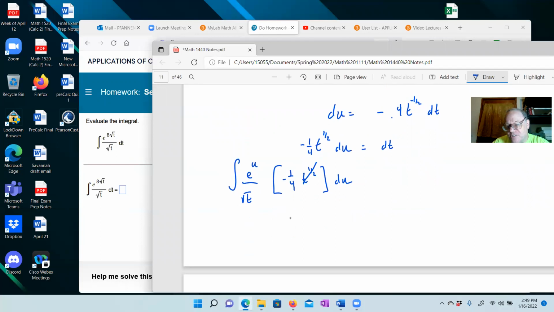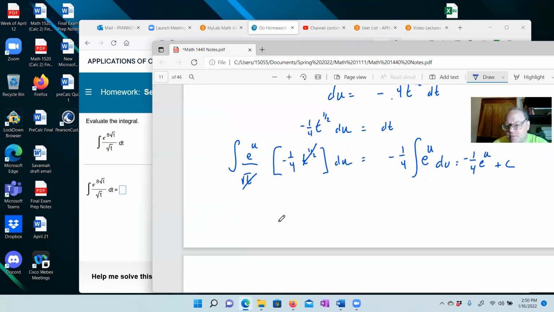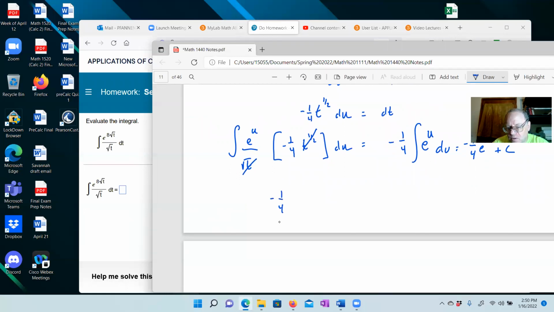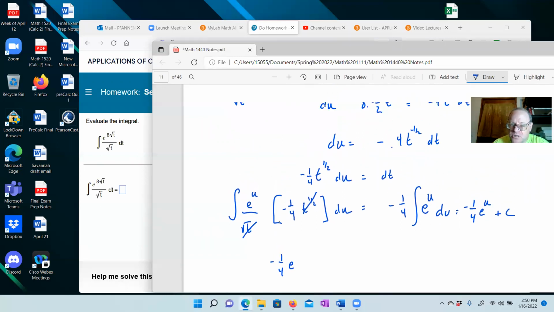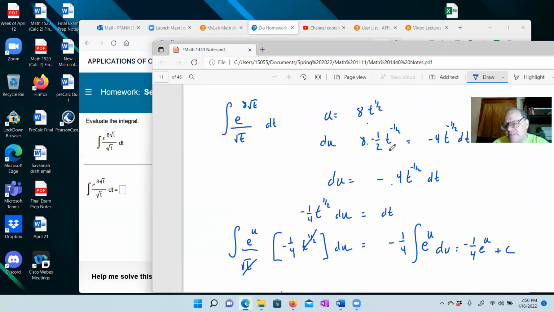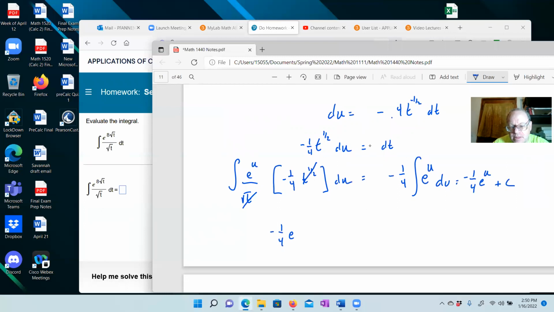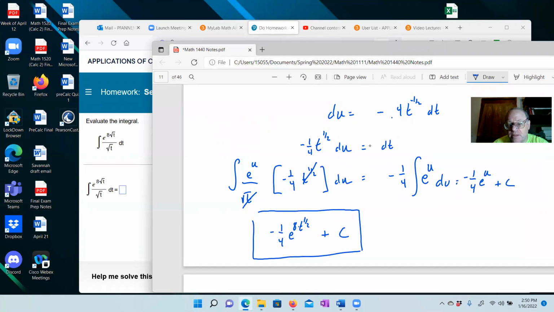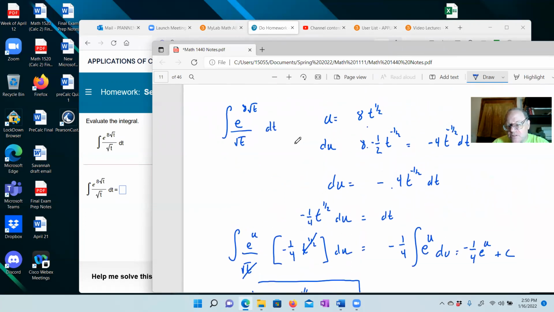It's kind of nice that these are going to cancel. We're just left with negative 1/4 integral e to the u du. It's a nice easy integral. That's negative 1/4 e to the u plus c. What the heck is u? U is 8t to the 1/2 power, or square root of t, either way. Plus c, and that is going to be our integral here. So that's what we have there.